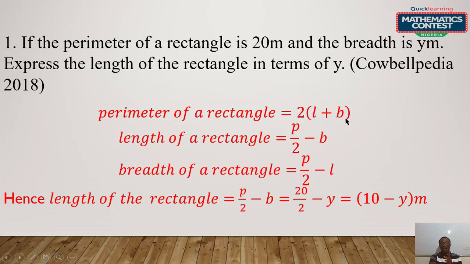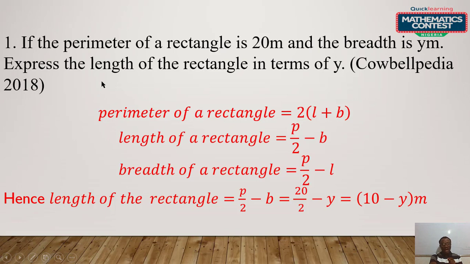That is the formula. But when we're looking for the length of a rectangle, it is the perimeter divided by 2 minus the breadth. That's how to get the length of a rectangle. To get the breadth of a rectangle, it is the perimeter divided by 2 minus the length. These formulas are very important. Having these formulas at the tip of our fingers will enable us to solve this question easily.